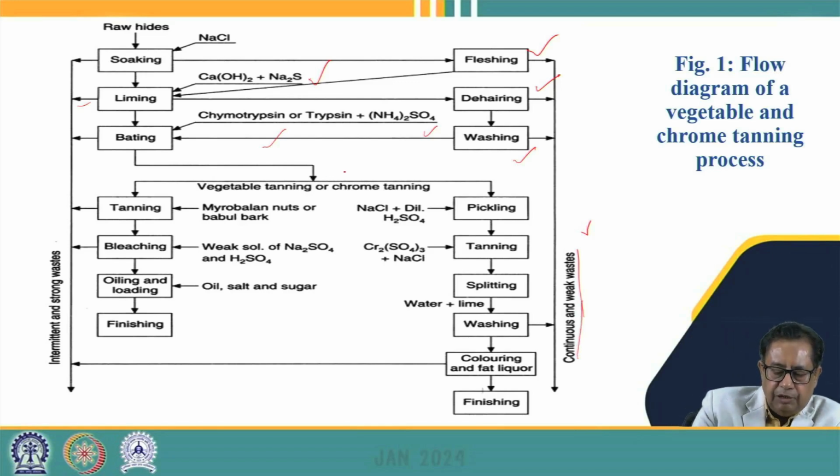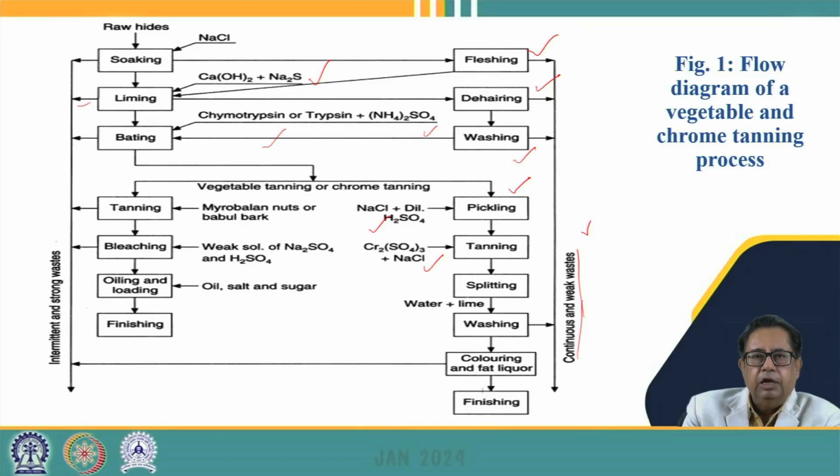After the baiting process, if we talk of the chrome tanning process, we can take the hides to the pickling process, where we add certain salts and certain acid so that the hides become receptive to the chrome tanning process. In the tanning process, we add chromium salts, that is chromium sulfate, and we also add certain salts to it. After the tanning is done, we may go for the splitting process.